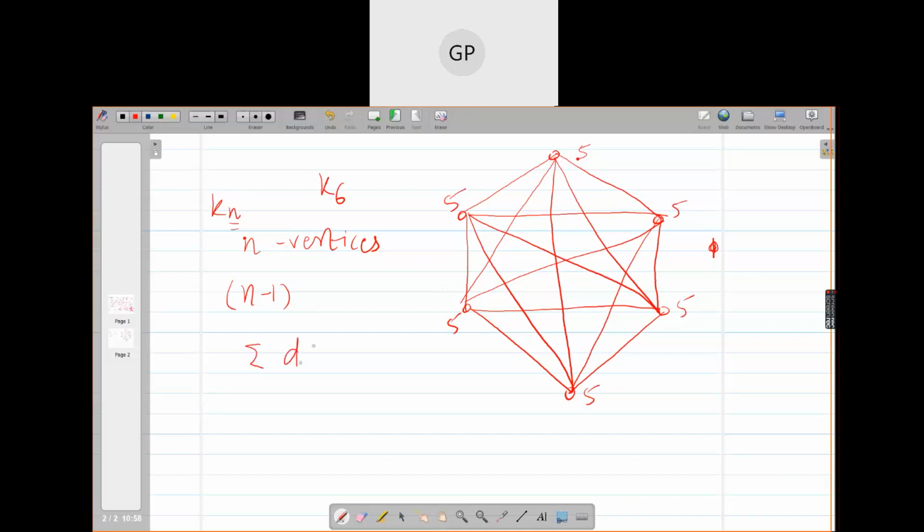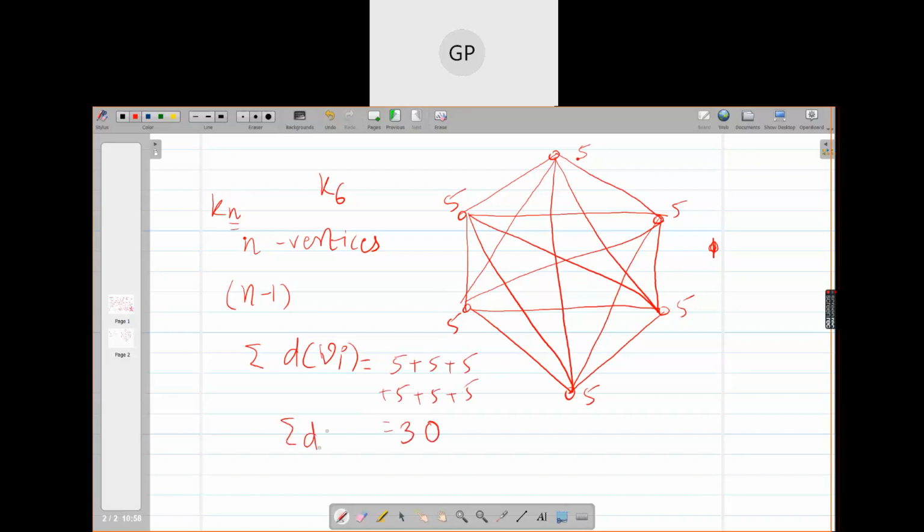Summation of the degrees of all vertices in K6. What is the total degree? 5 plus 5 plus 5, how many times? 6 times, right? There are 6 vertices and you are adding the number 5 six times. The degree of each vertex is n minus 1, that is 6 minus 1, which is 5. And there are 6 vertices, so I am adding 5 six times. Do you understand this? So the answer is 30.